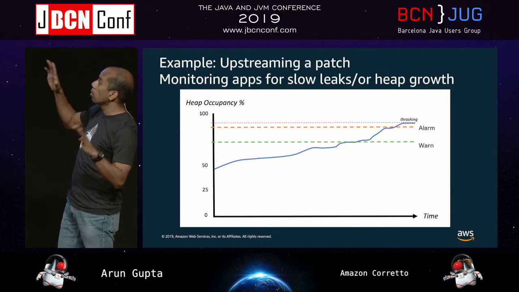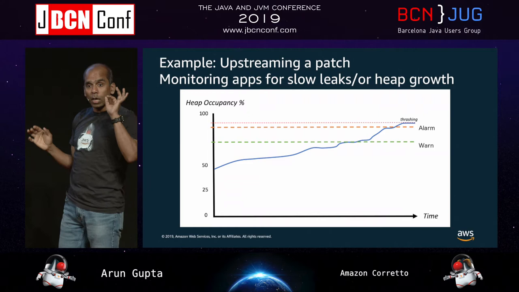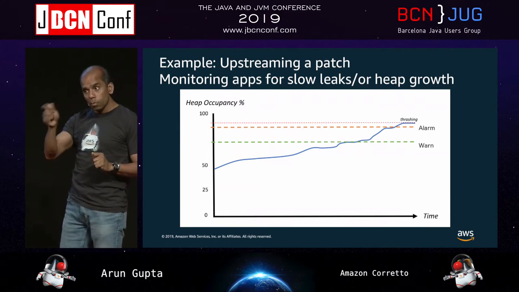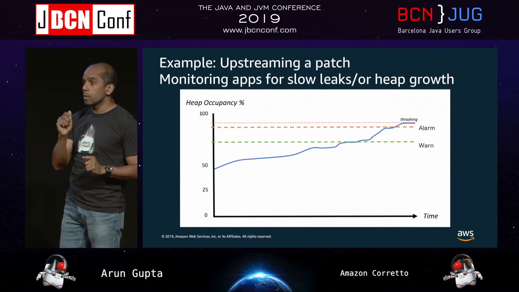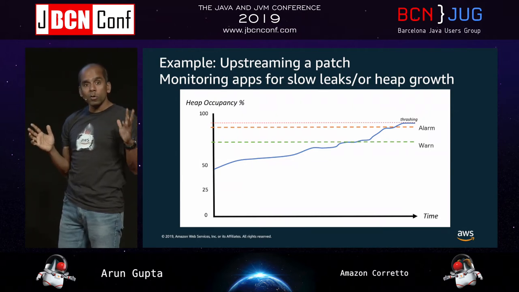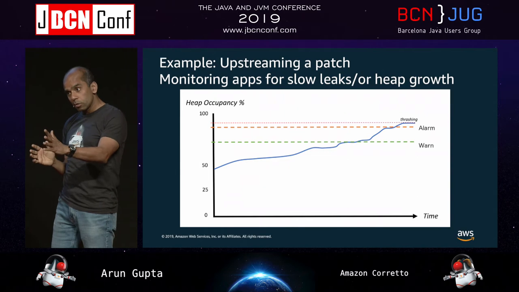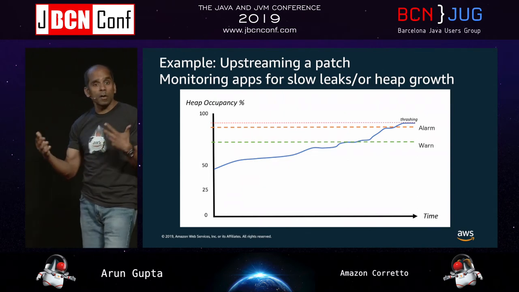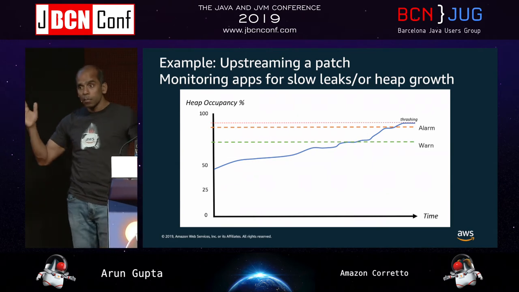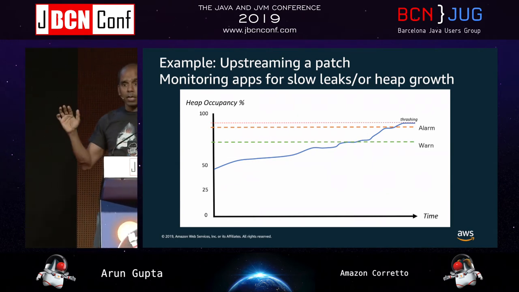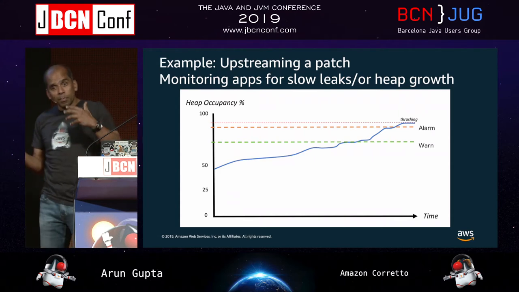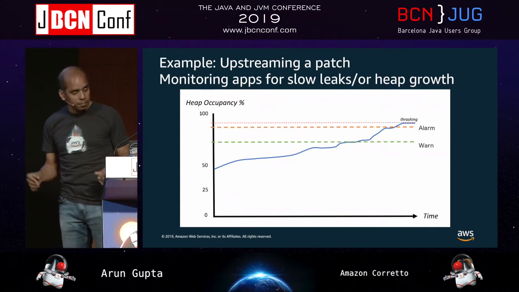The green one is a warning, so we'll give you an alert during the daytime. But if you reach the orange level, we will give you an alarm during the nighttime as well, because something is going wrong, the service is going to crash or burn. Take a look at it or recover from it. And of course, you have your usual logs, performance graphs and flame graphs that you can look at to figure out what's going wrong. But that's the beauty of being the producer and the consumer as well.